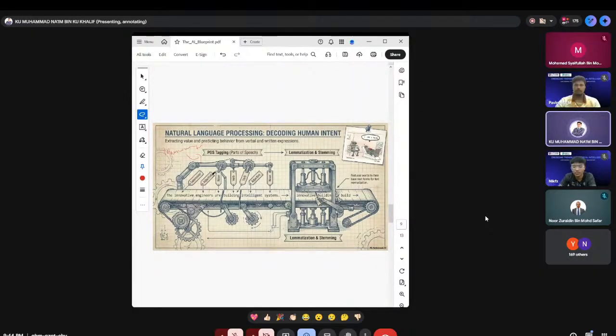Adjective, nouns, verbs, so dia ada banyak benda. If you study English, you akan nampak lah benda-benda ni. Alright, the way to understand sesuatu sentences tu, dia ada based on this kind of things, part of speech. Dia panggil POS tagging. Alright, okay.